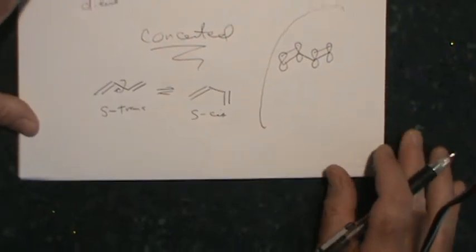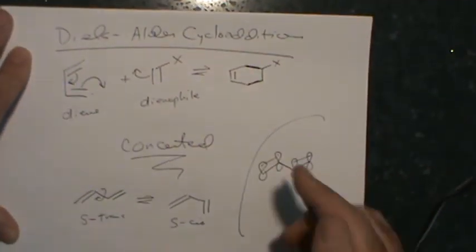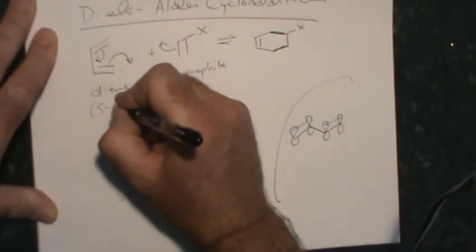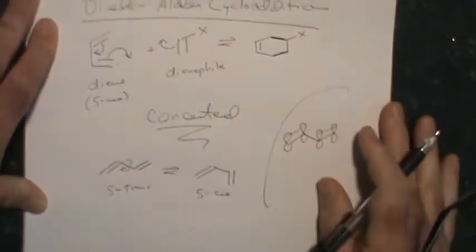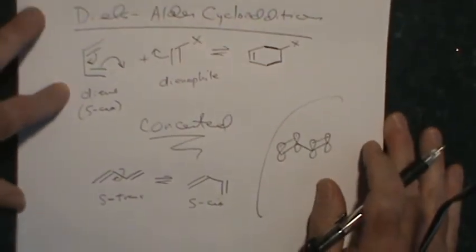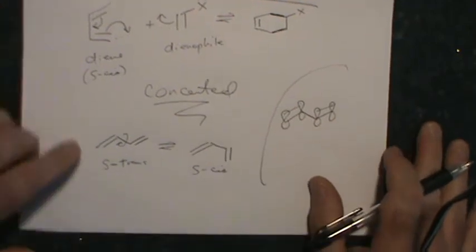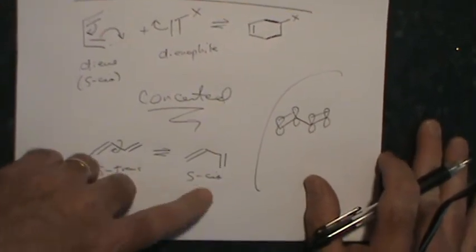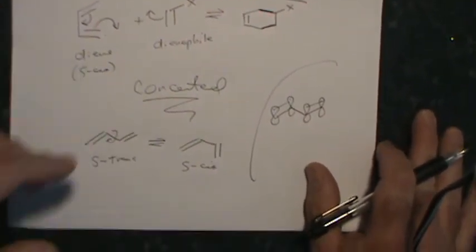And as it turns out, in a Diels-Alder cycloaddition, we need the s-cis conformation. We can't get a Diels-Alder cycloaddition to work if we're using the s-trans conformation. We need the s-cis. So that's a little bit of detail about that diene. Let's look at some examples of Diels-Alder cycloadditions.